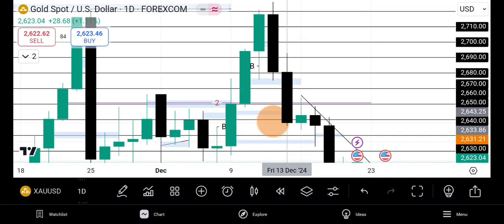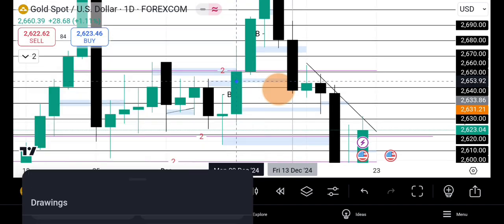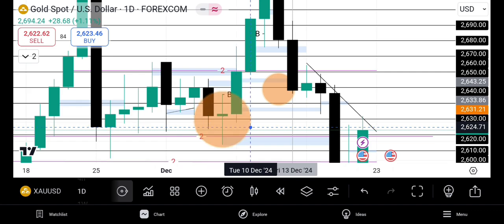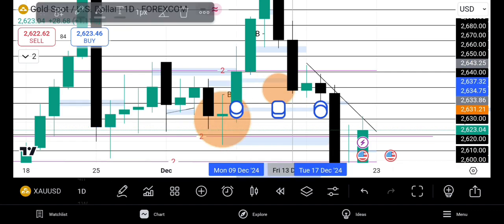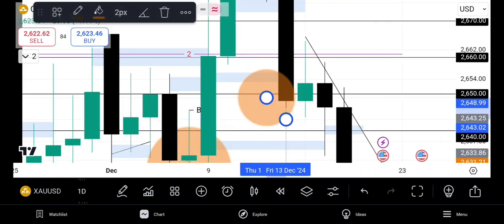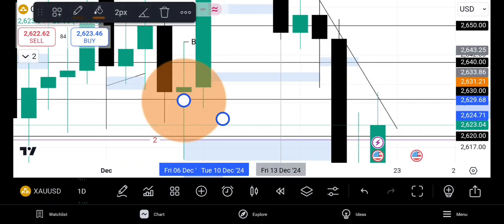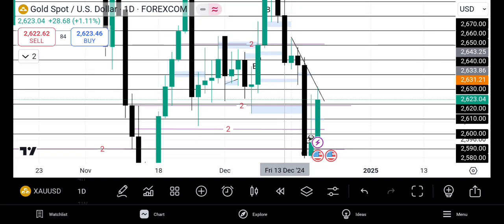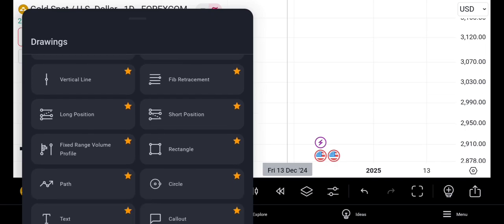Okay, this was Friday. This was Thursday. This was Wednesday. This was Tuesday. This was Monday. So the market started from this zone here, started here and ended here. So that's a bearish market. That's a very, very bearish market. And I was very, very right to want to look for sales the next week.